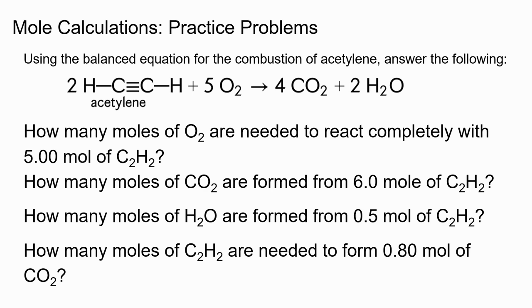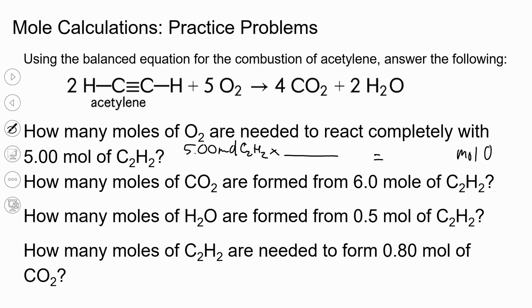So when I do these, I just write out what I know. So where are we going to start here? Good, 5.00 moles of C2H2. Okay, and then we know we need a conversion factor. What are we trying to end up with? Good, moles of O2. So then this is called our mole ratio. What goes in our mole ratio? What will go on the top?